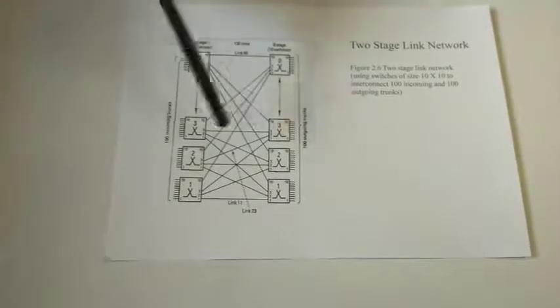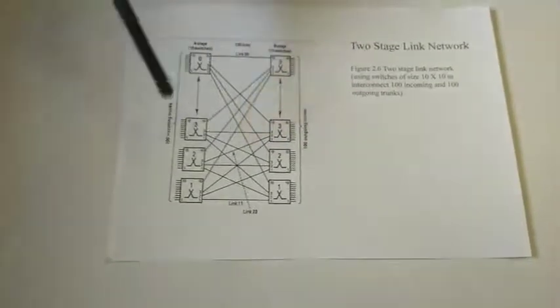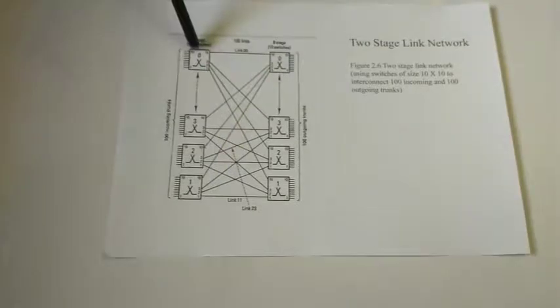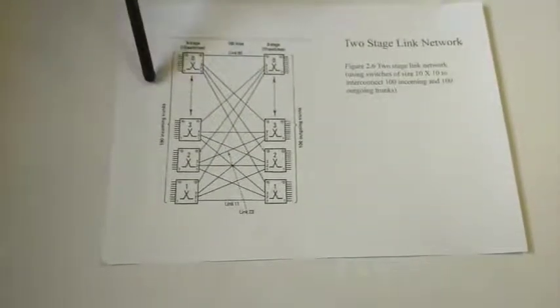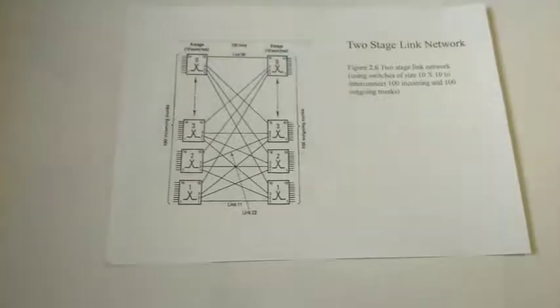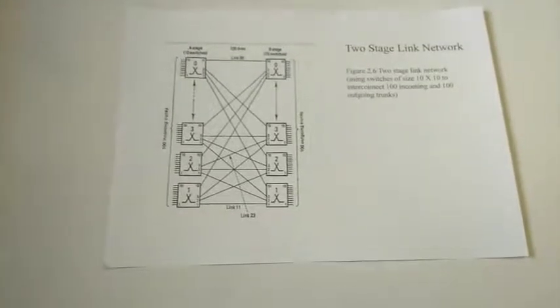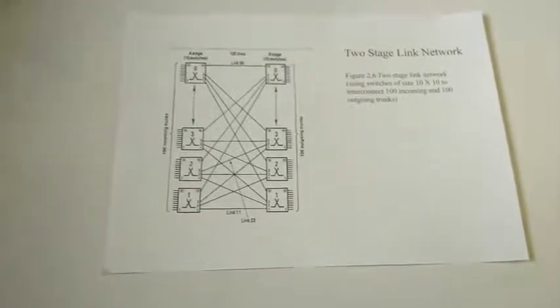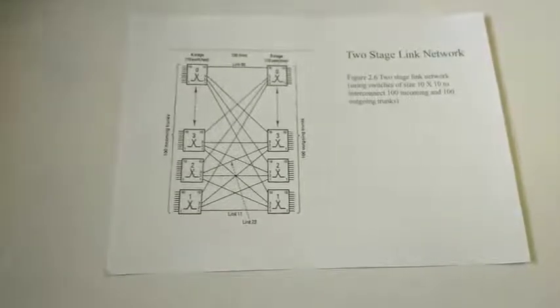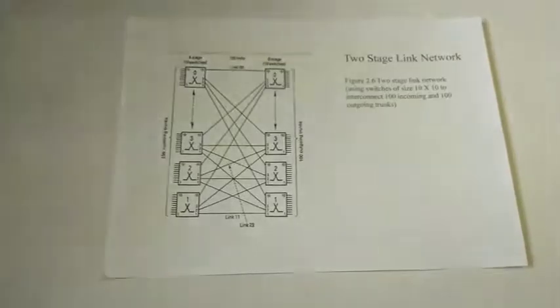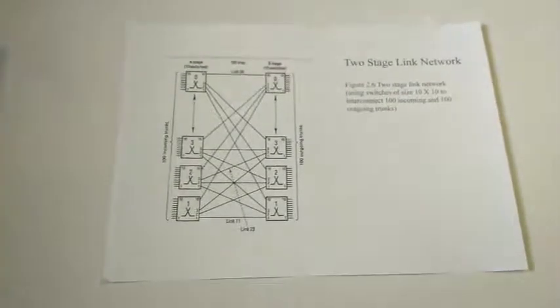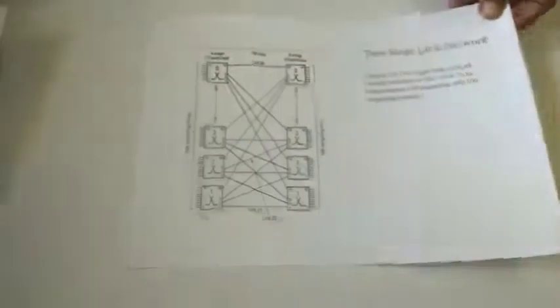If you want to increase the number of connections, you need to increase the number of switches. Suppose here, using 10 cross 10, we have 100 incoming connections and 100 outgoing connections. Suppose you need to increase the number of connections greatly, then we have a concentrator, where we connect many links. You can observe this in this diagram.